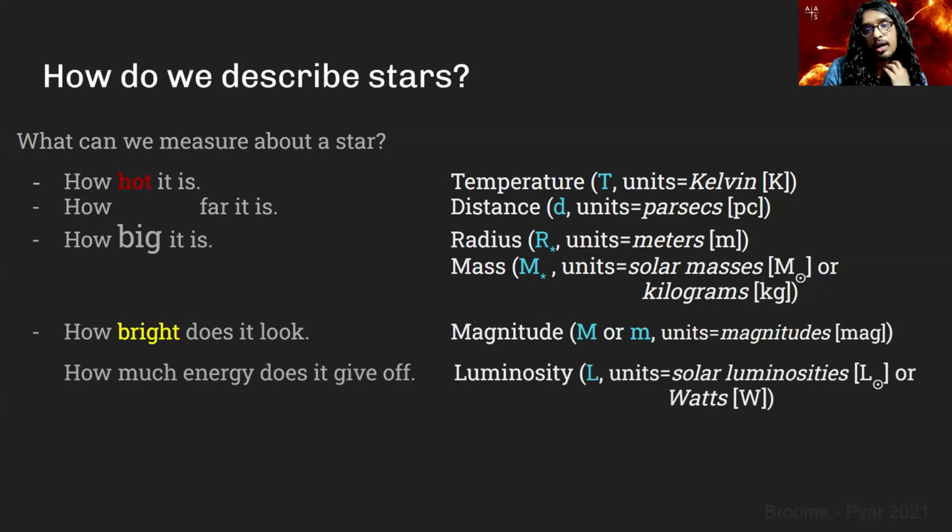Okay, and we'll see how we can measure magnitude. How much energy it gives off in total in all kinds of radiation is given by the luminosity. But luminosity is a little bit difficult to measure, unlike the magnitude, as we'll see. And finally, what color it is is defined by the color of the star, which is an astrophysical quantity measured using the magnitude.